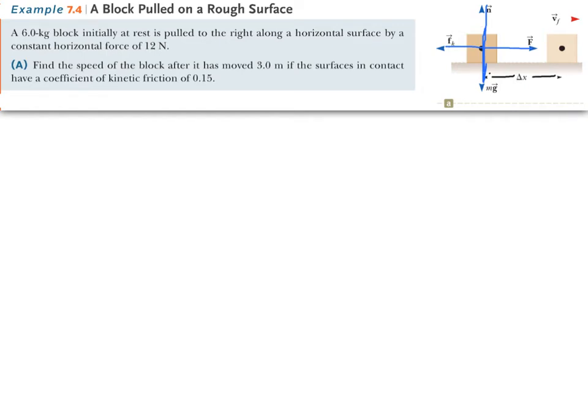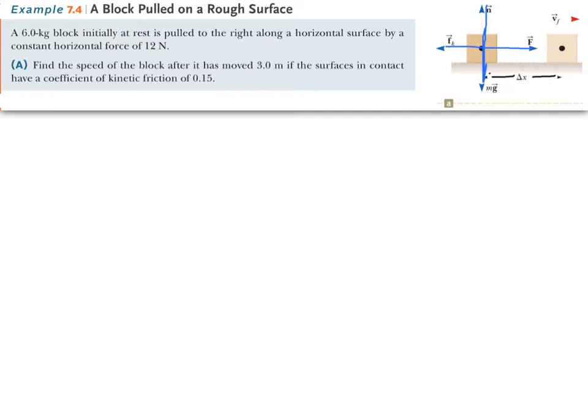Hey guys, in this video I'm going to go over one of the examples in the textbook, example 7.4. Block being pulled on a rough surface. We have a block right here and it's being pulled by a force. It has some friction on it.